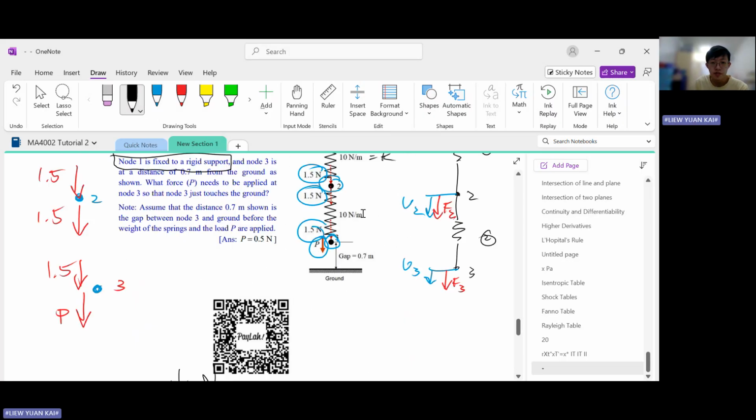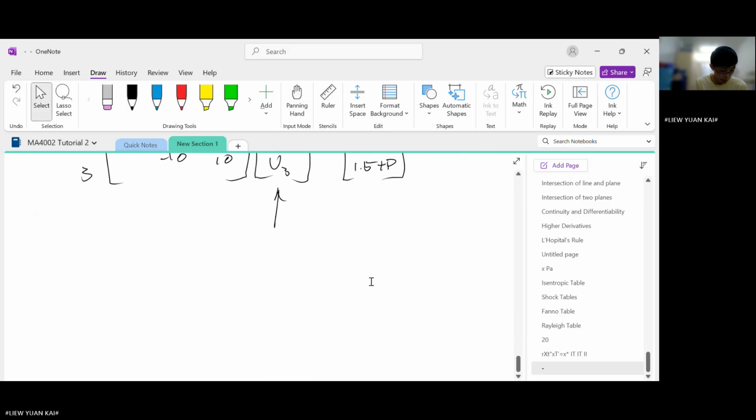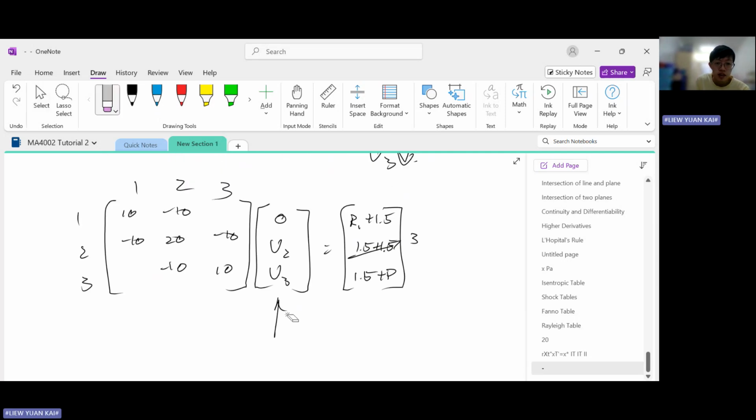Okay, what else? Well, we know that after the loading and after this node touches the ground, U3 will make a displacement of 0.7 meters. Because the gap is 0.7 meters, so as soon as node 3 touches the ground, U3 is equal to 0.7 meters. Okay, so let me write that down. So U3 is equal to 0.7.